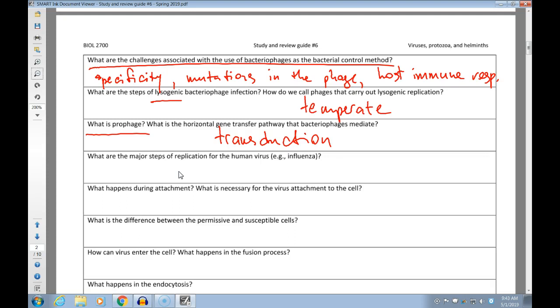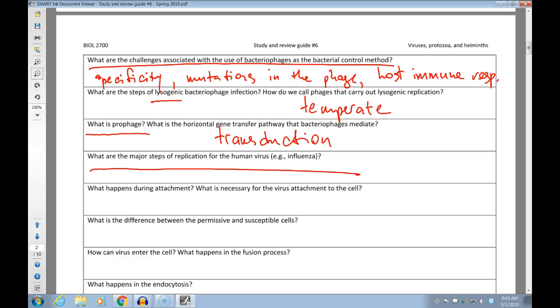Human virus. Now this, I want to highlight, so you need to know the sequence. Four major steps: attachment, penetration, then you've got uncoating, then you've got biosynthesis, assembly, and release. So one step more than bacteriophages have. Bacteriophages do not have uncoating. Human viruses do.